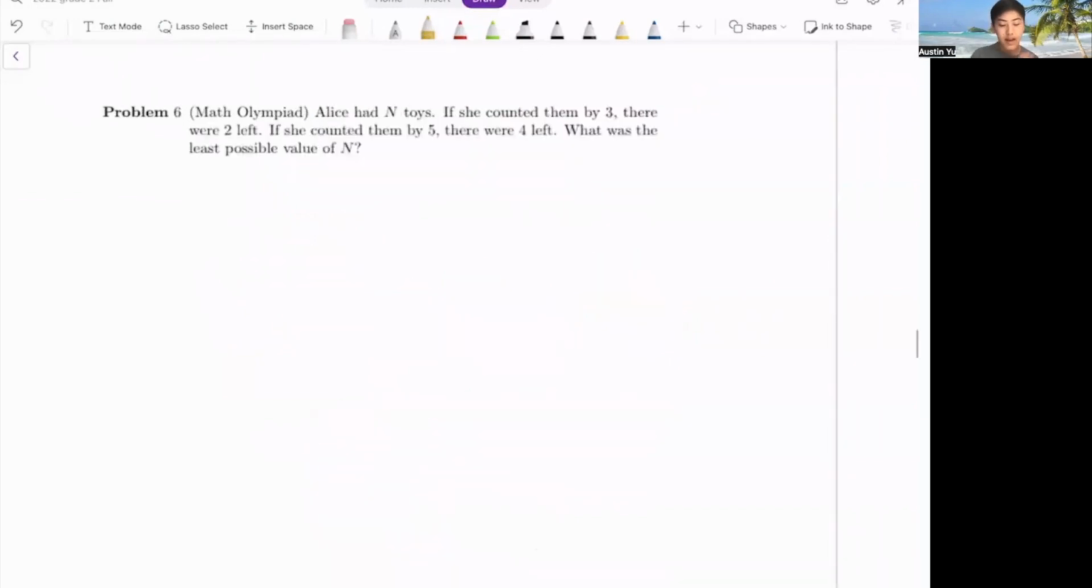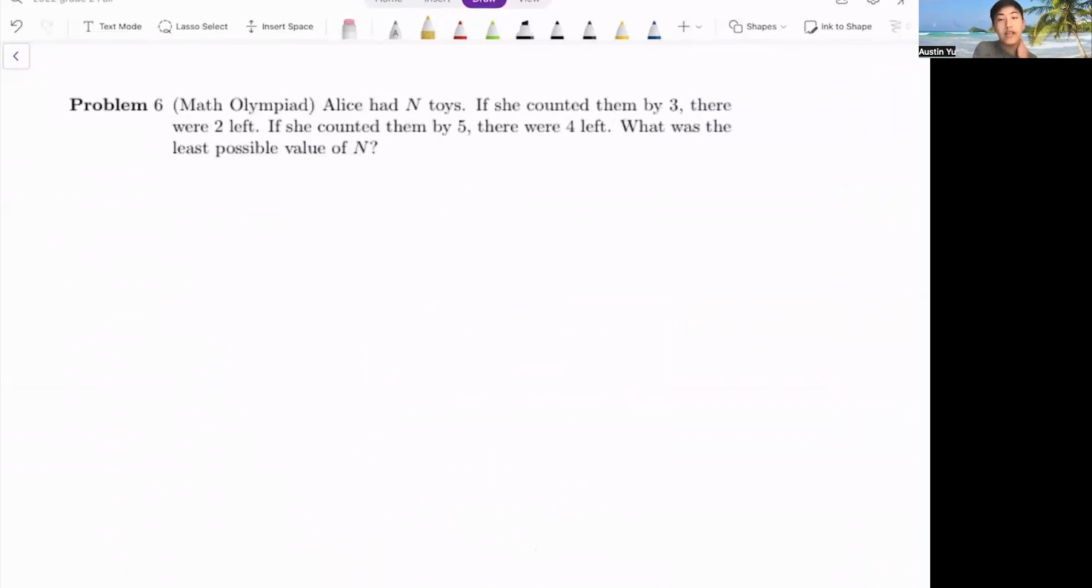Problem 6. Alice had n toys. If she counted them by 3, there were 2 left. If she counted them by 5, there were 4 left. What was the least possible value of n? So for this problem, here we are basically looking for the smallest whole number that has the remainder 2 when divided by 3 and has the remainder 4 when divided by 5.